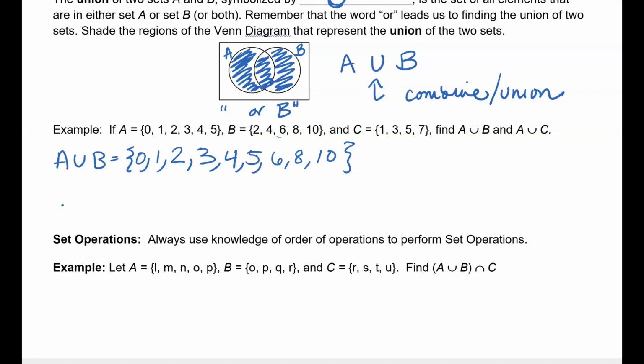And then let's do A union C because we're asked to find that. So we're going to combine A and C together. So I'm going to start with 0, 1, 2, 3, 4, 5. So I'm basically putting everything in A and then I'm going to put everything in C. I already wrote down 1, already wrote down 3, already wrote down 5, but I'm going to write down 7 since I don't have that. And so everything in this set here is all of the numbers that are in A or C.